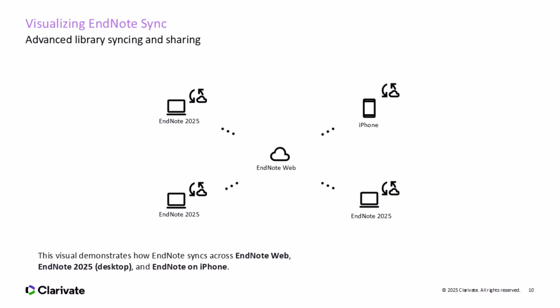This slide provides a visual representation of how EndNote syncs seamlessly across different platforms. You can see how the syncing process connects EndNote Web, the EndNote 2025 desktop version, and the EndNote app on iPhone. As you can see in the diagram, once you sync your library, all your references and file attachments are stored in the cloud and automatically updated across all devices that are connected to your EndNote account. Whether you're working from your desktop, accessing your library on the web, or using the mobile app, you can be sure that you always have the latest version of your library, no matter where you are or which device you're using.